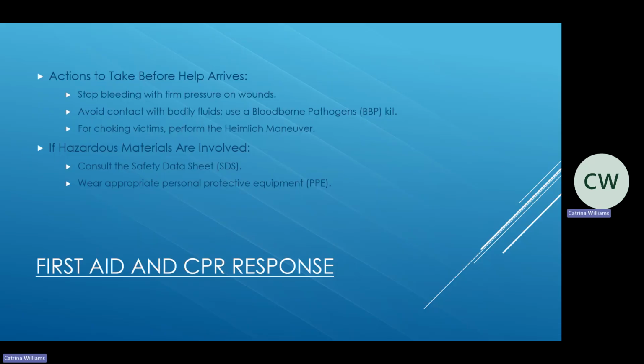Now let's talk about our first aid and CPR response. Actions to take before help arrives: one, we must stop the bleeding with firm pressure on the wound. We must avoid contact with bloody fluids, and we must also use the bloodborne pathogen kit. For choking victims, we will perform the Heimlich maneuver. If hazardous materials are involved, the first aid and CPR responder will consult the safety data sheet and also wear the appropriate personal protective equipment.